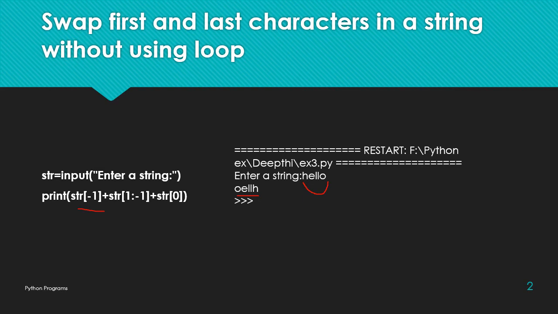str[-1]. Plus, we are concatenating str of characters from the first index location to -1, excluding the last character. So the last character will be excluded. And what do we have to display? In the last position, we have to display the first character. For that, we can use str[0]. So with just one print statement, we can swap the first and last characters in a string in Python. Again comes the power of the slicing operator.